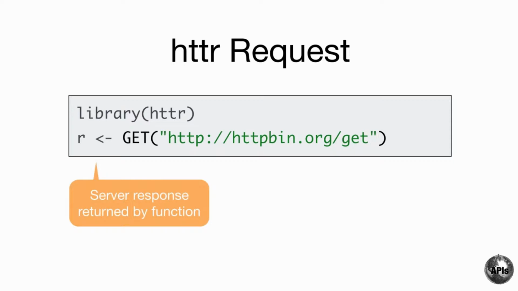Once GET sends the request, in this case over the internet, so you want to be connected to the internet, the server it accesses is going to send back a response. And GET will return that response as the output of the function. So if I want to use that response later, I'm going to save it. And here I'm going to save it to the object R.